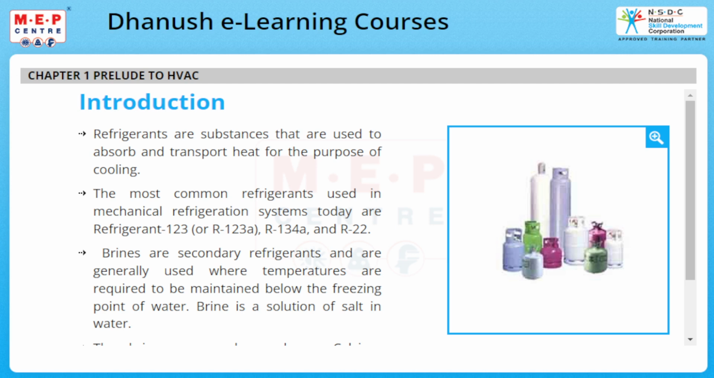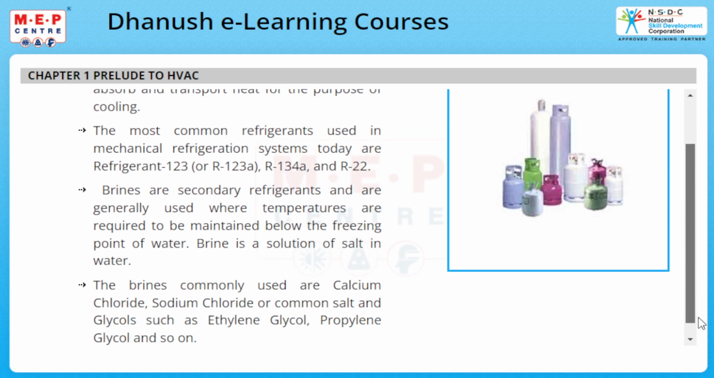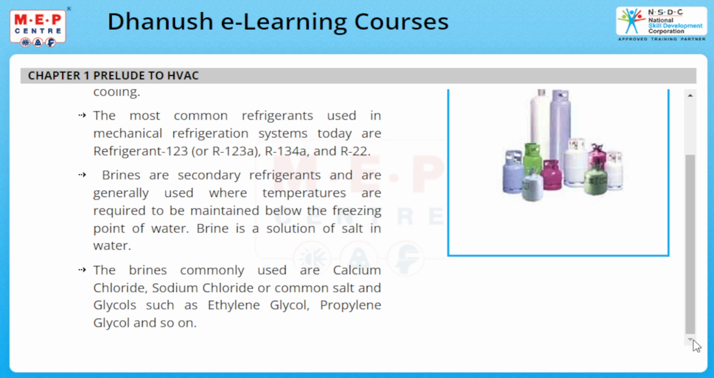Brines are secondary refrigerants and are generally used where temperatures are required to be maintained below the freezing point of water. Brine is a solution of salt in water. The brines commonly used are calcium chloride, sodium chloride or common salt, and glycols such as ethylene glycol, propylene glycol, and so on. In this module, we will learn about the refrigerants and brines.